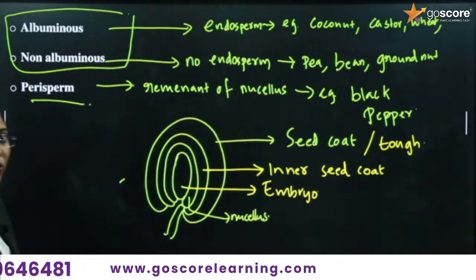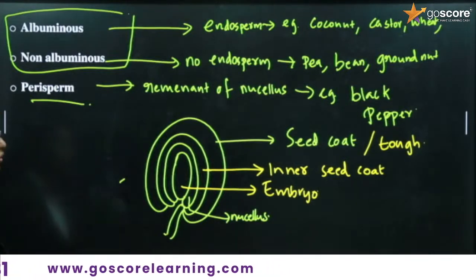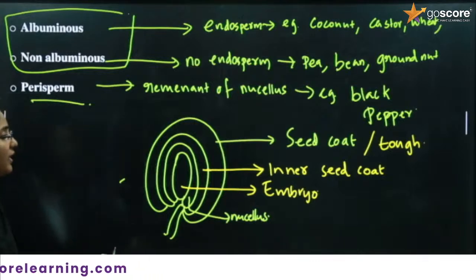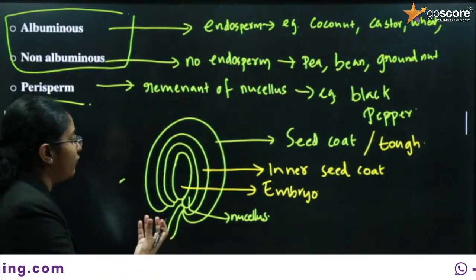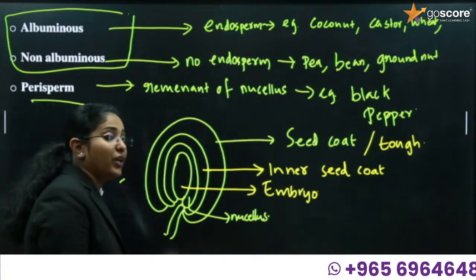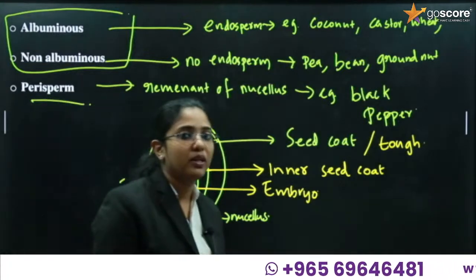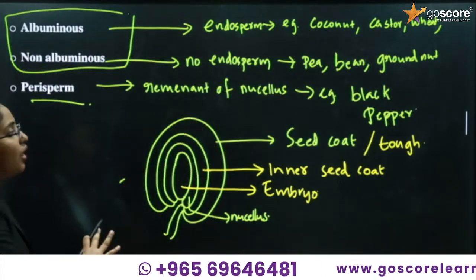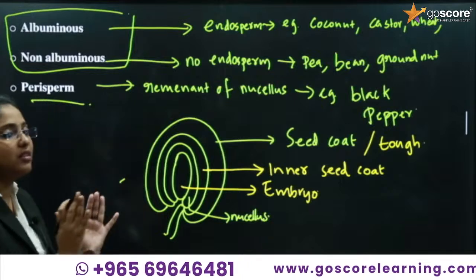That nucellus was to give nourishment to the developing egg apparatus. But when it fuses, it forms embryo. And for the nourishment of embryo, what is present? Endosperm is present. Okay, you have to understand the structural differences. So this is how the ovule becomes the seed.